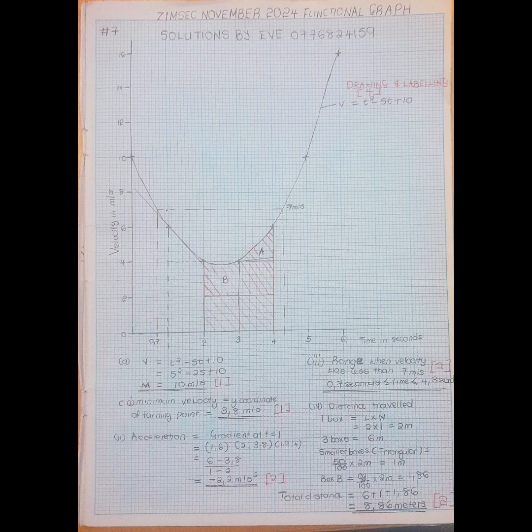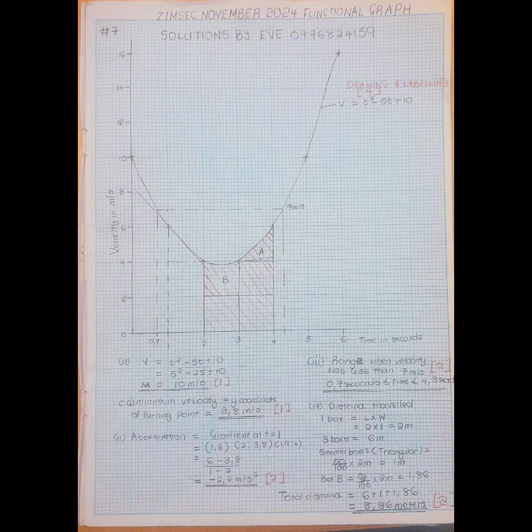So here I've used the counting of boxes method. Can you see that we are having 3 complete squares, of which 1 square is equal to 2 meters, because we say length times width, 2 times 1 in order to get 2. So it means the complete boxes, they are 3. If we say 3 times 2, we are going to get 6 meters.